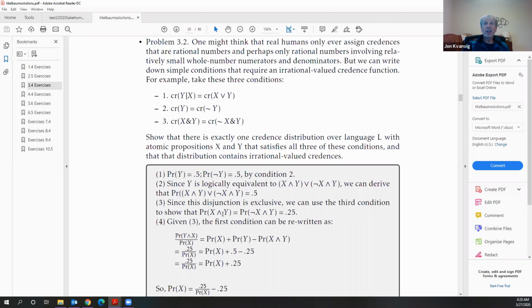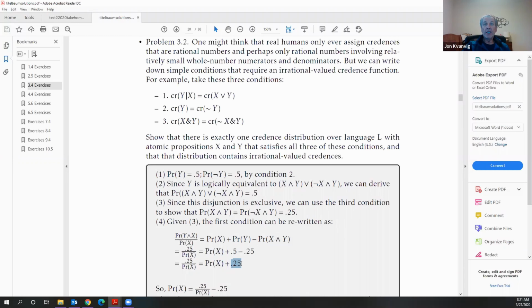And then according to the third condition, those 2 conjunctions have the same credence, so they both have to be 0.25. Given that result, we can then rewrite this first condition using the ratio formula on the left side of the equation and using the general disjunction rule on the right side. So the probability of y and x divided by the probability of x is the probability of x plus the probability of y minus the probability of their conjunction. Now we know both of those 2 numbers. They are 0.5 and 0.25 respectively.